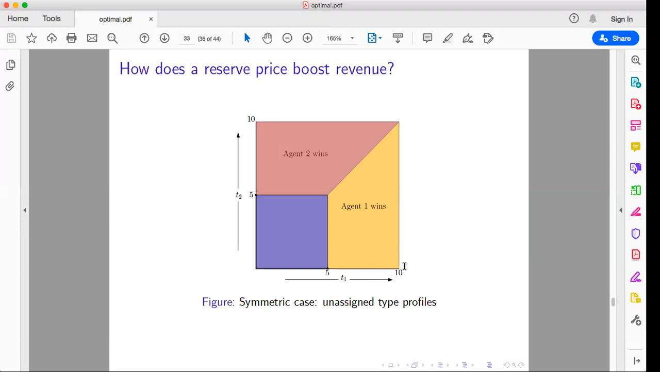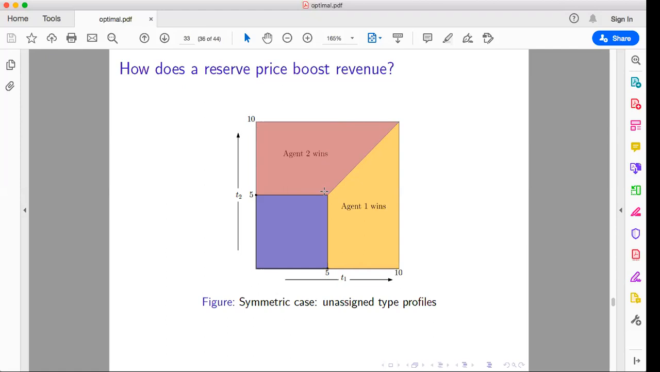Okay, so the minimum type at which agent 1 starts winning is the reserve price, which is equal to 5 in that case. So in this box below, agent 1 makes a payment equal to 5. Above this box, in this triangle, agent 1 makes a payment equal to the second highest value. And for agent 2 also, symmetrically, in this box she makes a payment equal to 5, and in this triangle she makes a payment equal to agent 1's value.